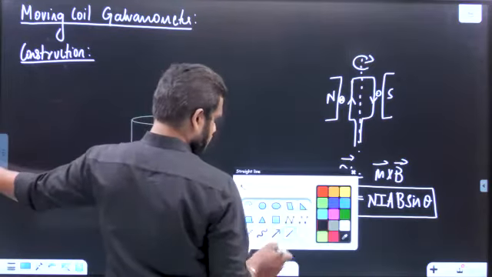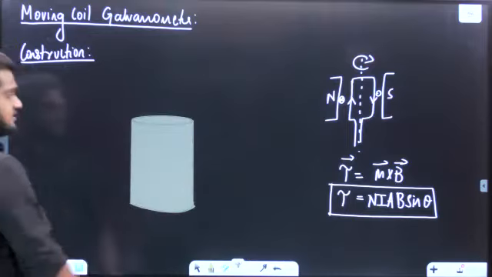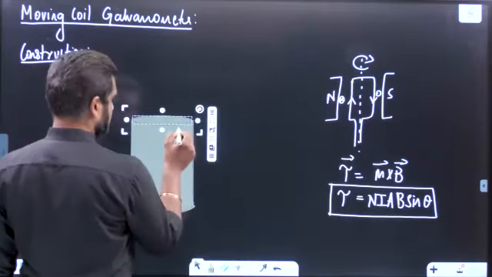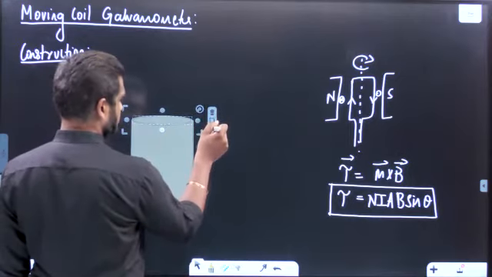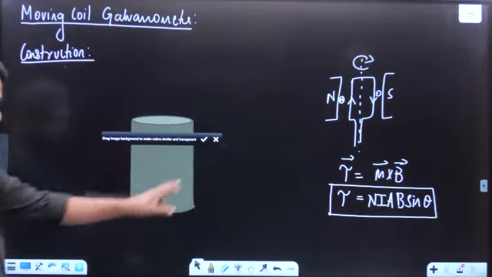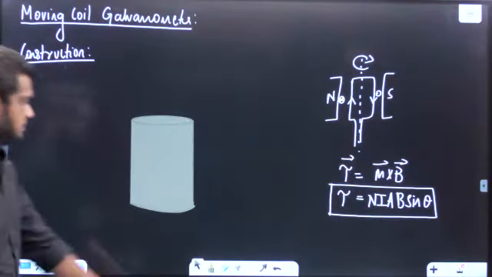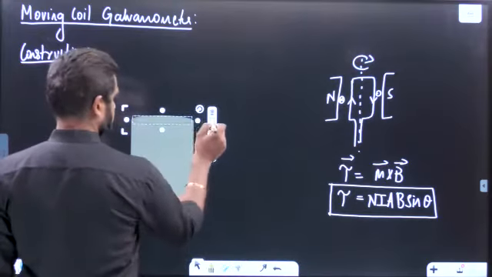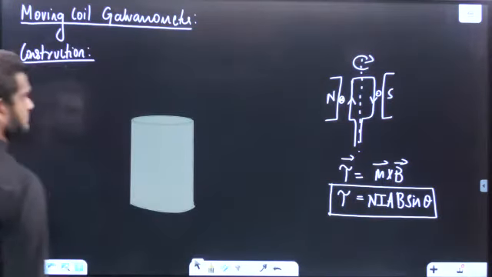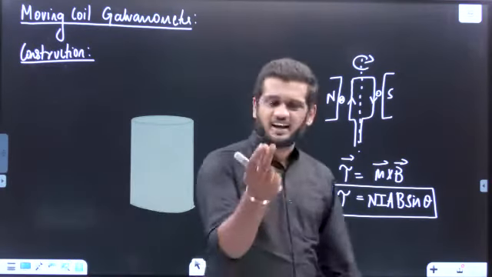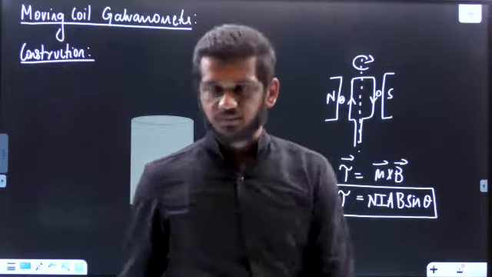Okay. So what you can see on the board here is a cylindrical soft iron core, correct? I'll just change the color of this. So this is a cylindrical soft iron core. What do I mean by this? It's just an iron piece which is cylindrical in shape.